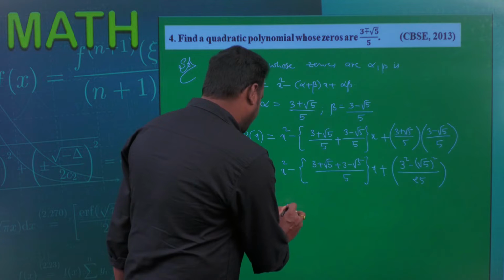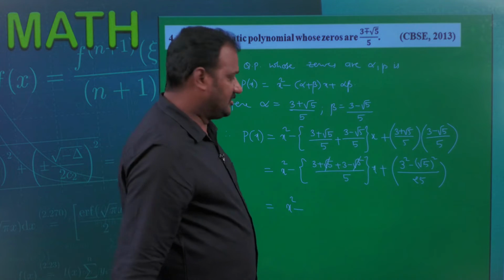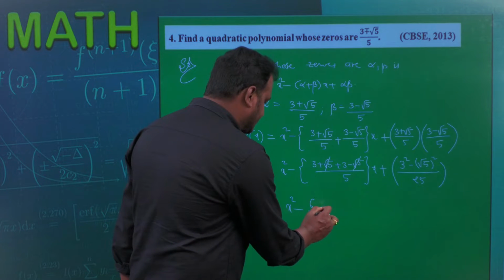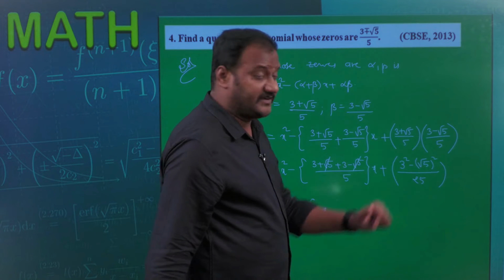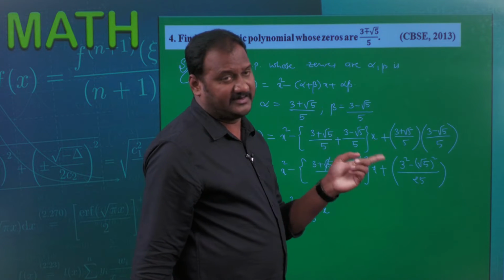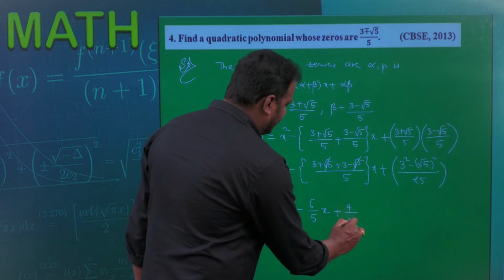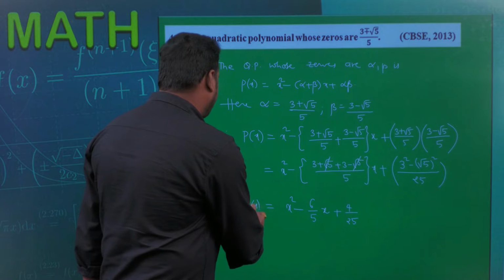Equal to x square minus, can we cancel root 5 and root 5? So 3 plus 3 is equal to 6 divided by 5 times x. 3 square is equal to 9 minus root 5 whole square is equal to 5. So 9 minus 5 is equal to 4. So plus 4 divided by 25. This is your required polynomial p of x.